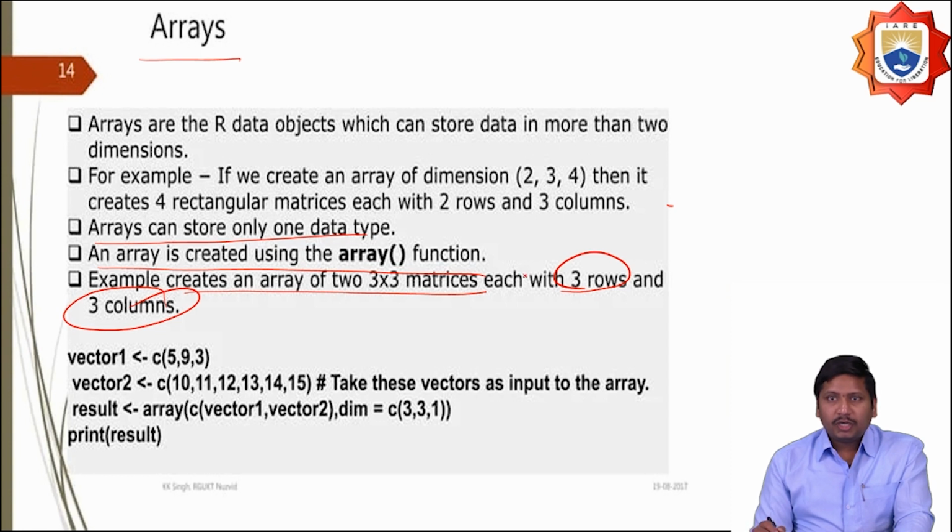So the example creates an array of 2 3 by 3 matrices, each with 3 rows and 3 columns. For vector 1 and vector 2, vector 1 has 5, 9, 3, and vector 2 has 10, 11, 12, 13, 14 and 15. We take these vectors as input to an array, and the result is used here. The array combines both of them with the dimensions 3, 3, 1.